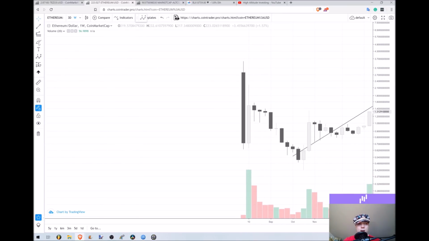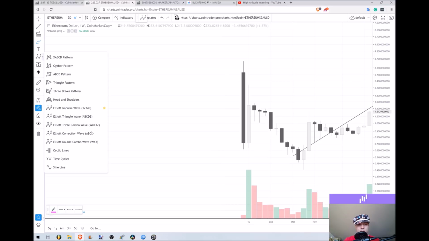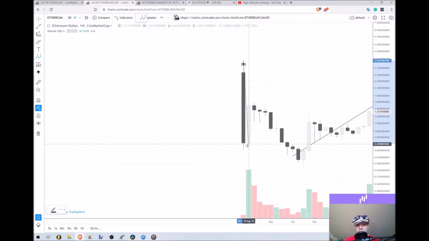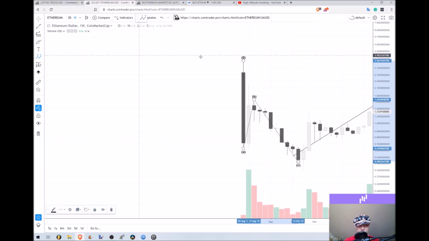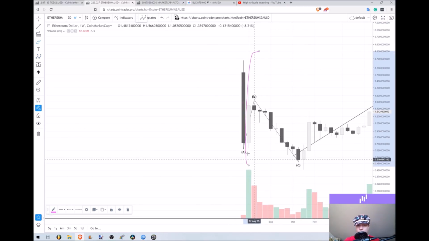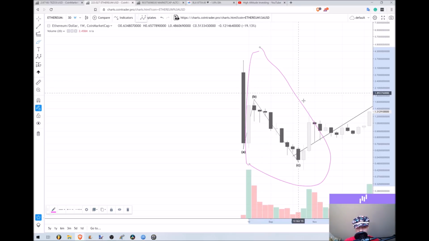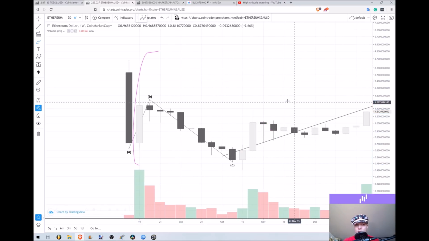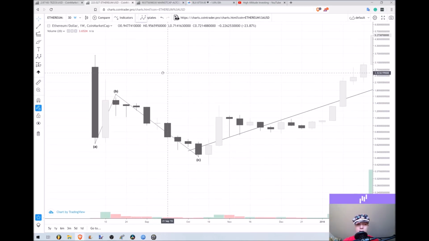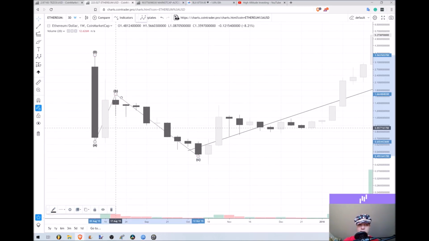So this right here is an ABC correction that happened in Ethereum. A, B, C corrective pattern. So this right here is a corrective wave. When it happens in Ethereum, that means that it went down. If it's a correction, it's going down, at least in a bull market. In a bear market, if it's a correction, it means it went up.